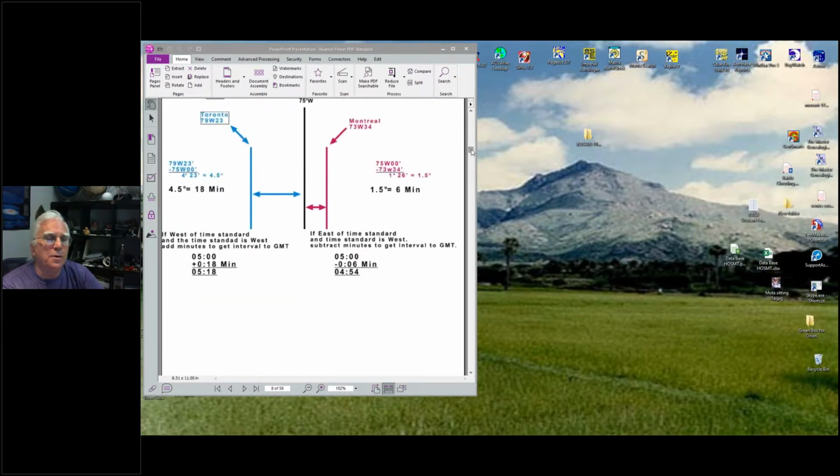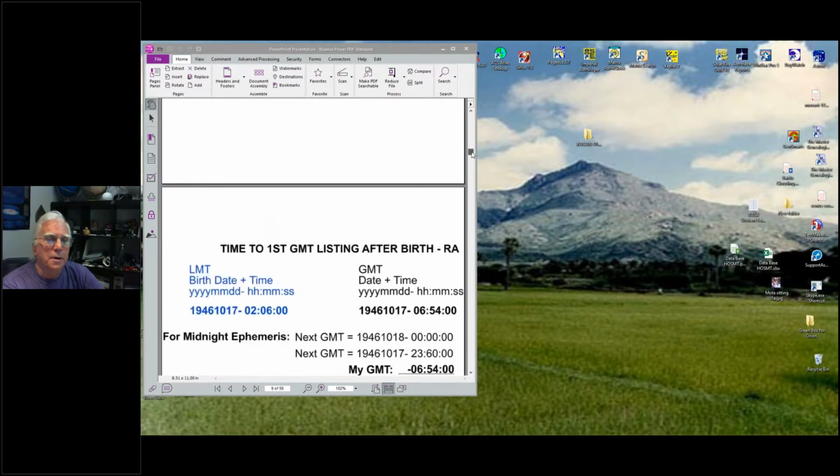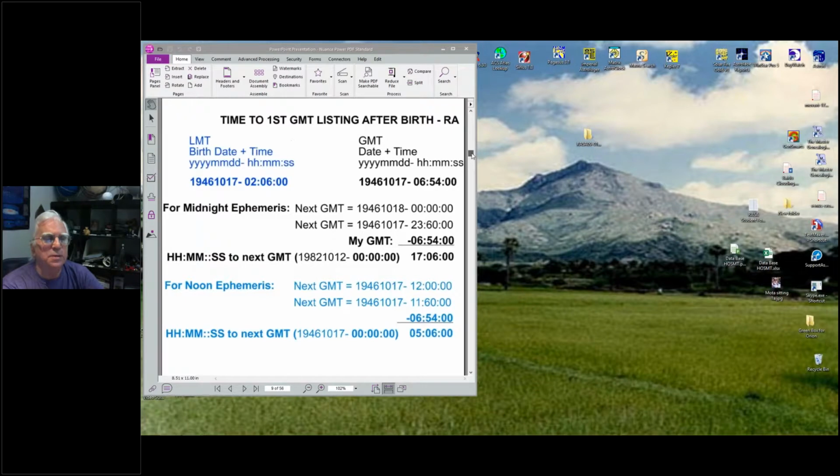Oh yeah, we do have to get our local mean time. So the local mean time was 2:06 and 4:54 to Greenwich Mean Time. So here we have 1946, October 17th, 2:06, and that's my local mean time. The time in England for that, I have to add the 4:54 to this. We end up with 6:54. What happened? Yeah, I had to subtract. Montreal's behind it, so I had to add the 4:54. This is just the GMT. We'll do this in a second. This just lists the GMT at that time.